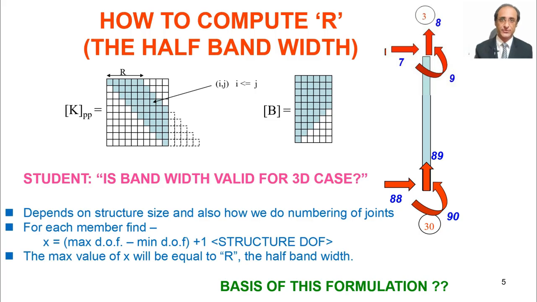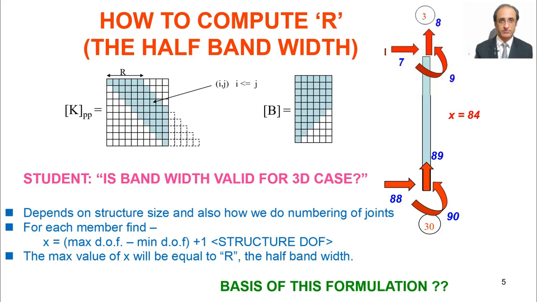Here we have 3 degrees of freedom, 7, 8, 9. And here we have the degrees of freedom, the last will be 90, 89 and 88. So what will be the x term for this member? 90 minus 8 plus 1, right? So x will be 84, right?